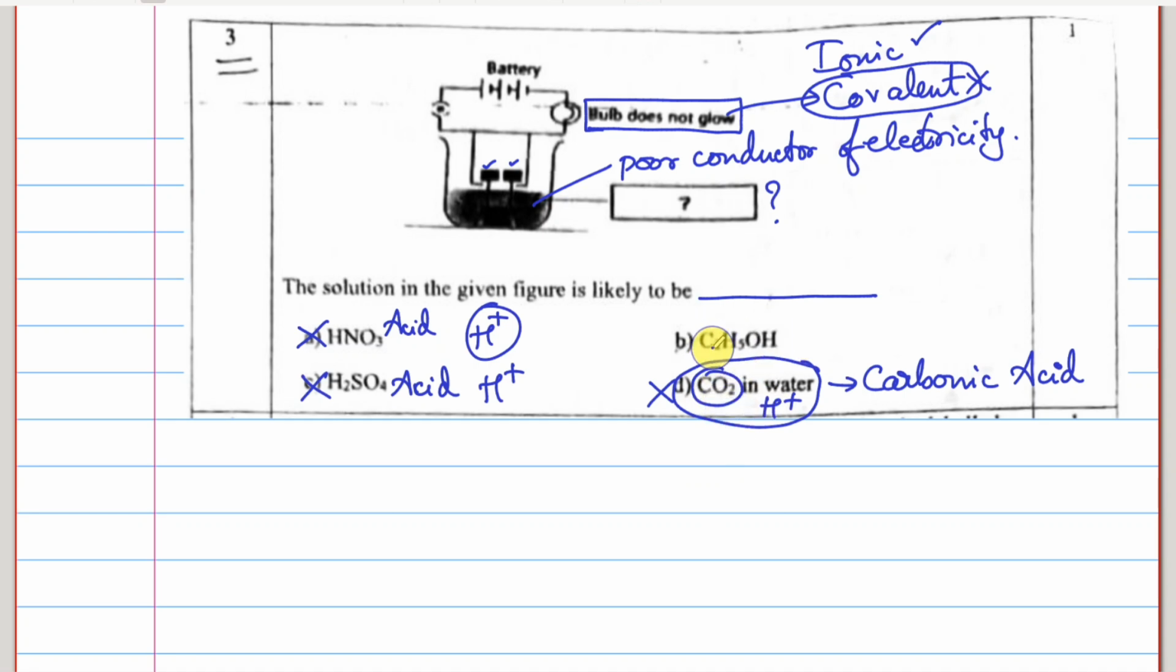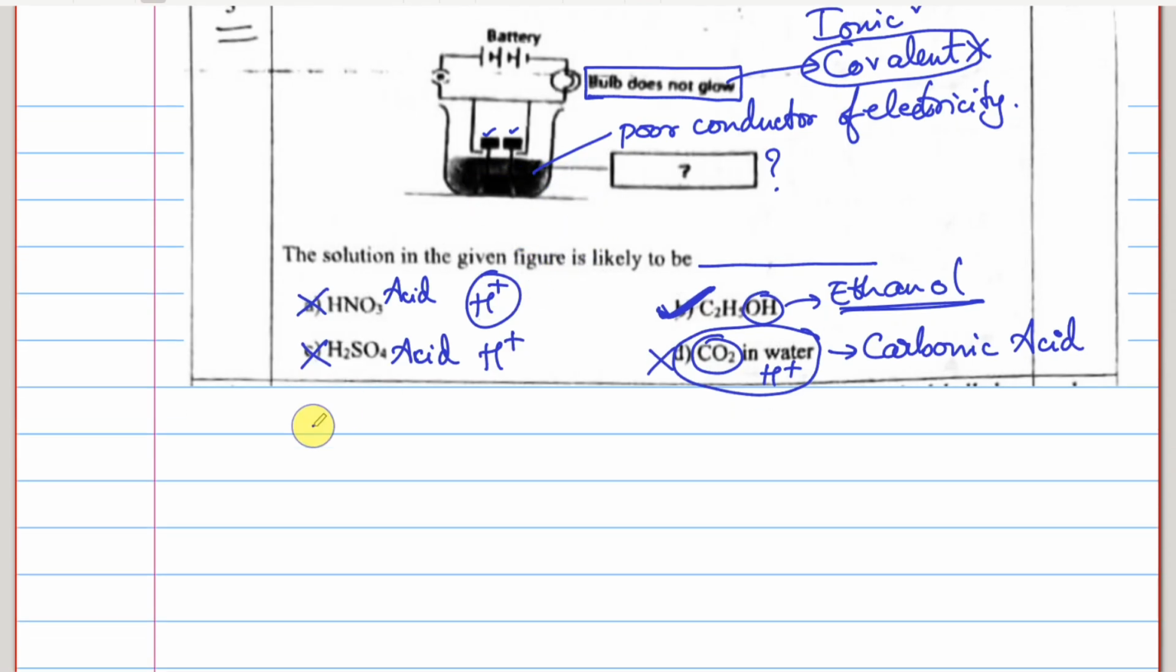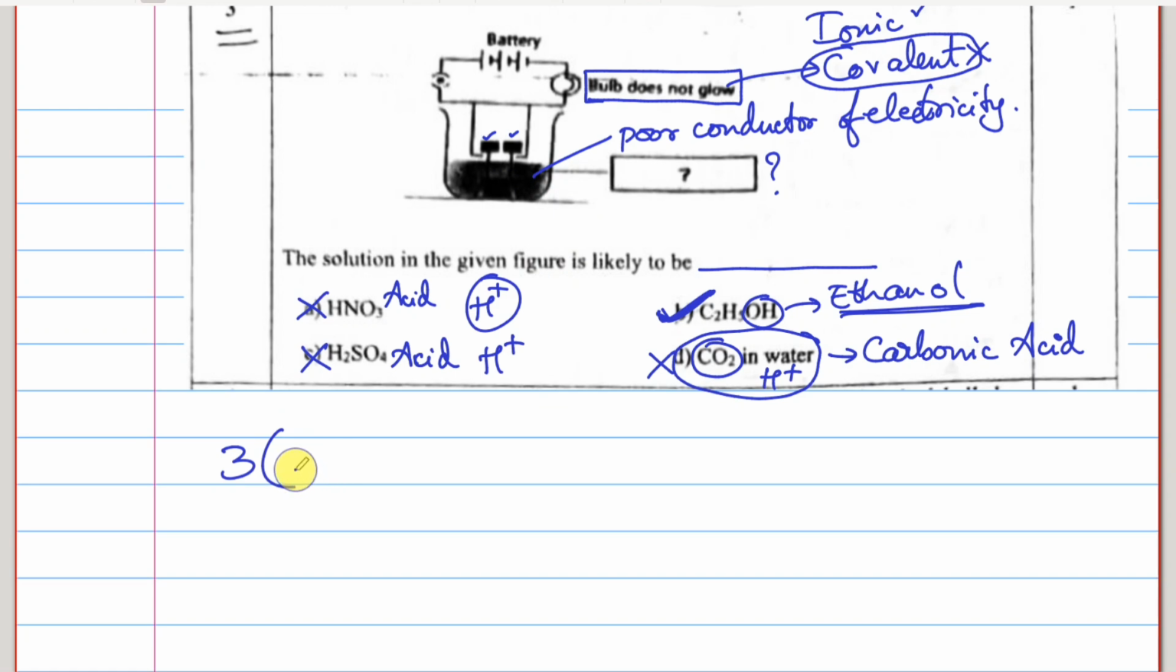But we know C2H5OH is nothing but ethanol, right? OH means it is alcohol. And we know that alcohol is a poor conductor of electricity. It doesn't dissolve in water. It doesn't dissociate in water. So our option is option B, ethanol. Ethanol won't be conducting electricity through its solution. So correct option for question 3 will be option B, C2H5OH. And in order to confuse you, they had given option D, CO2.